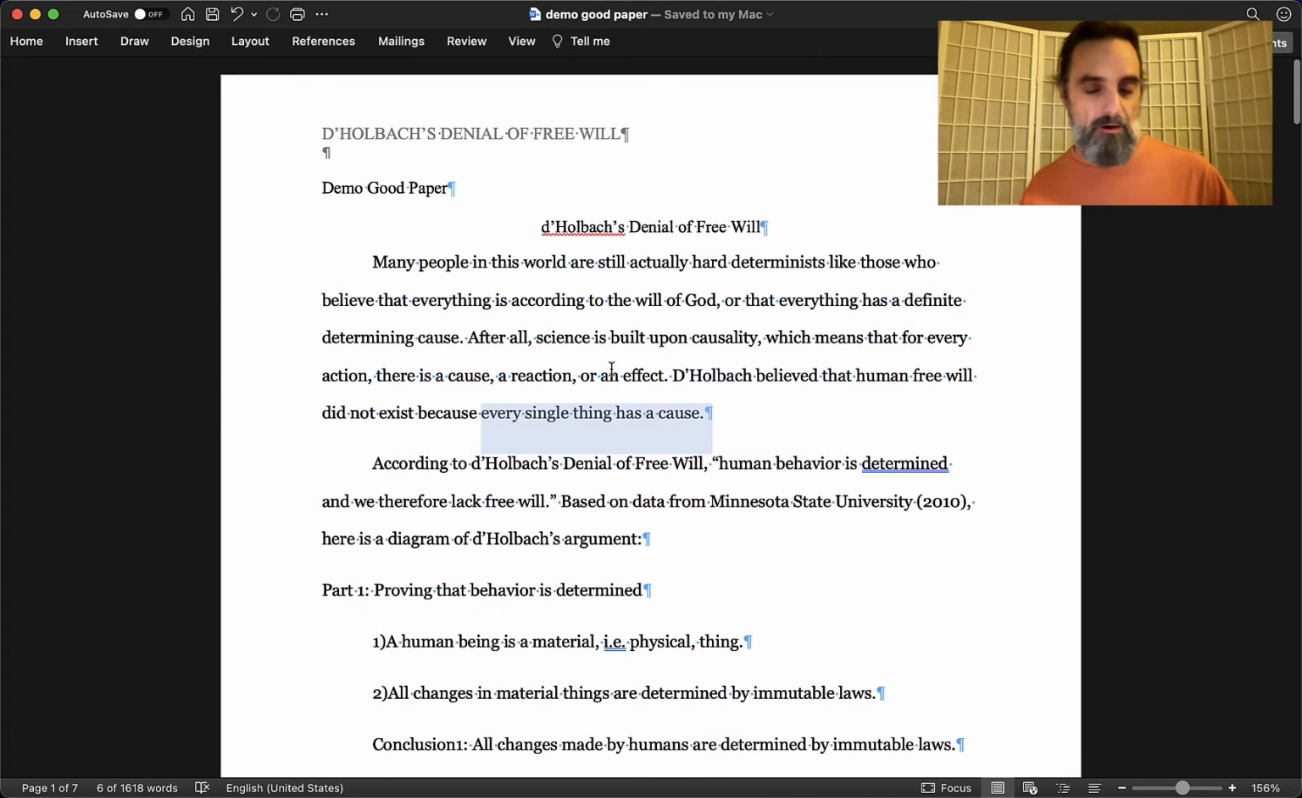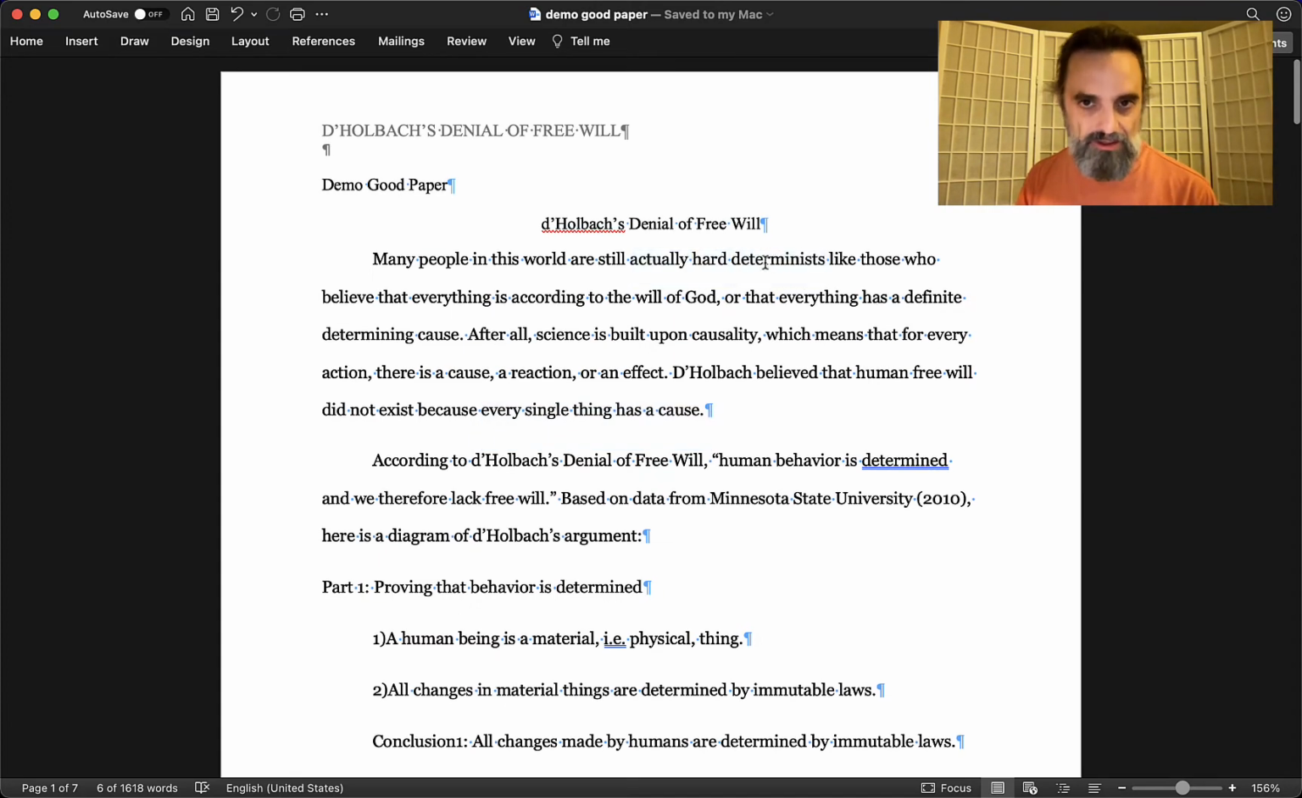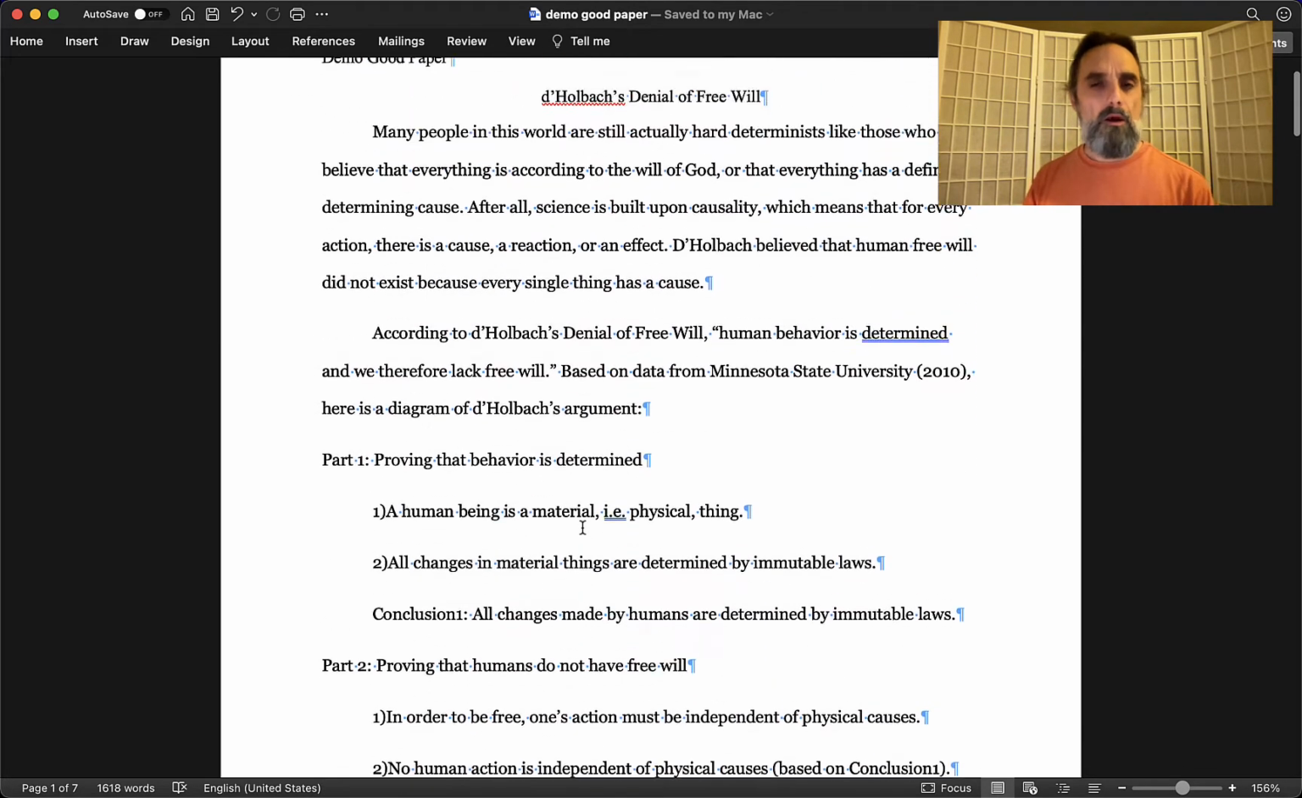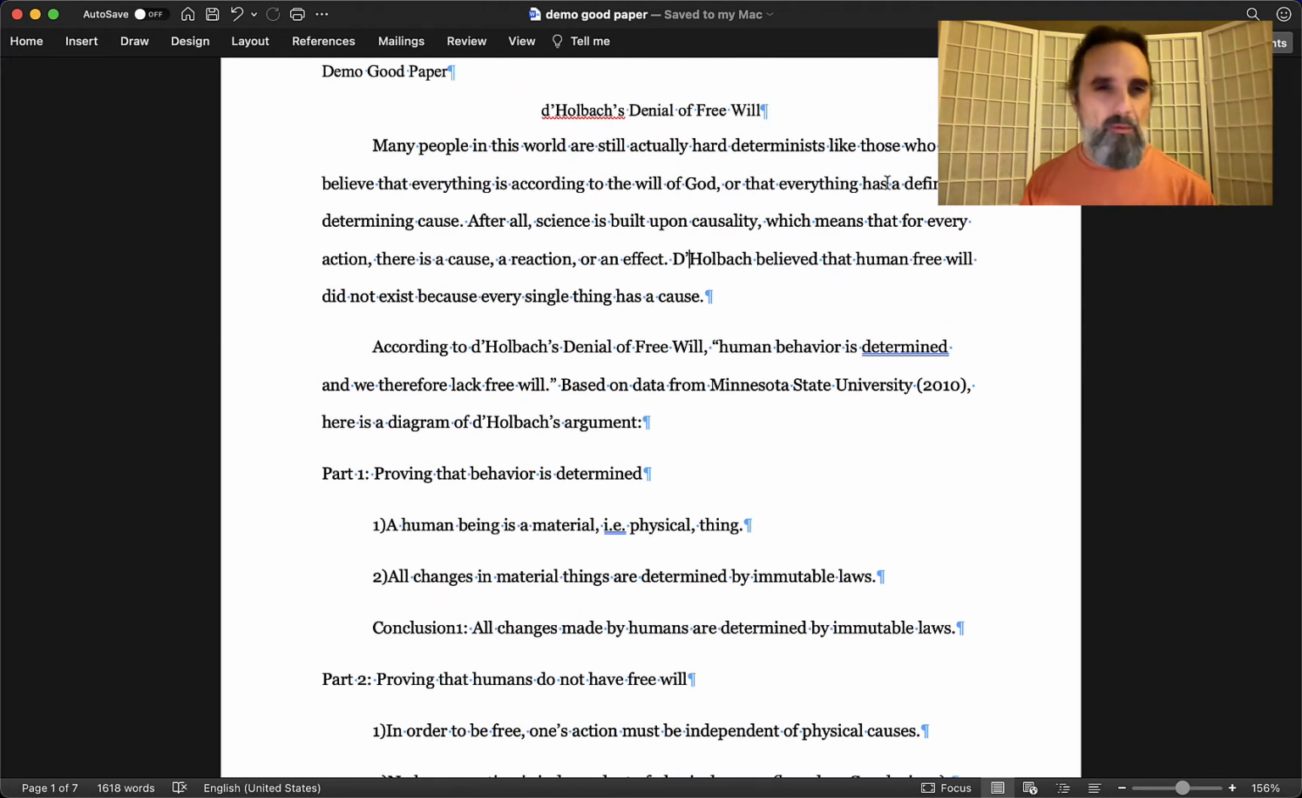This introductory paragraph could do a little bit more to say, here's what the different pieces of this exposition paper, or what the rest of the paper, are going to be. But besides that, and the fact that it doesn't use the phrase hard determinist, it's pretty good. Mostly easy to understand. We might worry, what exactly is a definite determining cause?